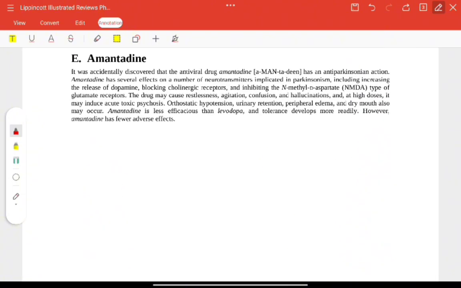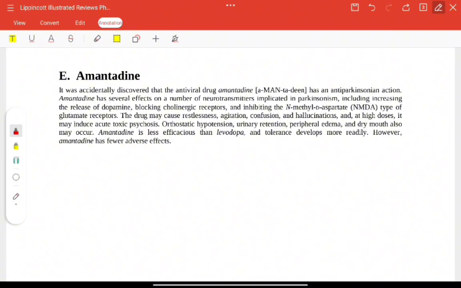Now the next drug is amantadine. It is an antiviral drug, okay, but it has an anti-Parkinsonism action. It affects a number of neurotransmitters implicated in Parkinsonism, increasing the release of dopamine, blocking the cholinergic receptors, and inhibiting the NMDA type of glutamate receptors. A number of actions it does. The drug may cause restless agitation, confusion, hallucinations, and it may induce toxic psychosis as well, orthostatic hypotension, urinary retention. It is less efficacious than levodopa, and tolerance may also occur.